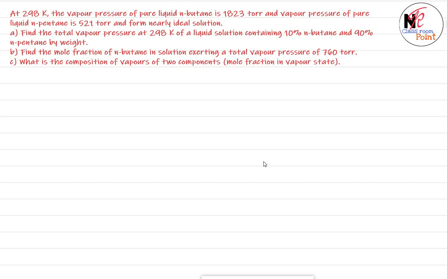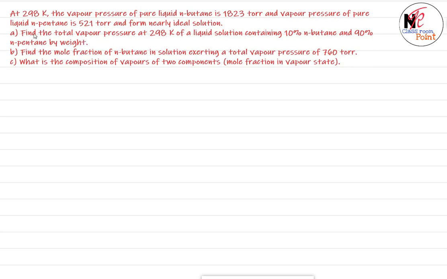In this session, let us discuss one more problem of Raoult's law. The concept is liquid in liquid type. The given question is: at 298 kelvins of temperature, the vapor pressure of pure liquid N-butane is 1823 torr and the vapor pressure of pure liquid N-pentane is 521 torr, and they form a nearly ideal solution.